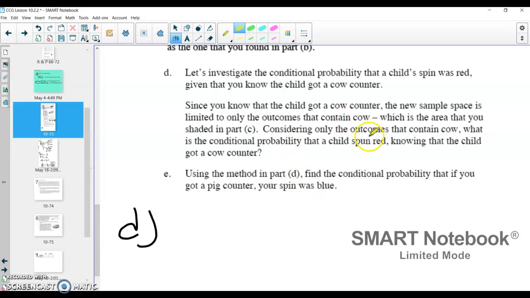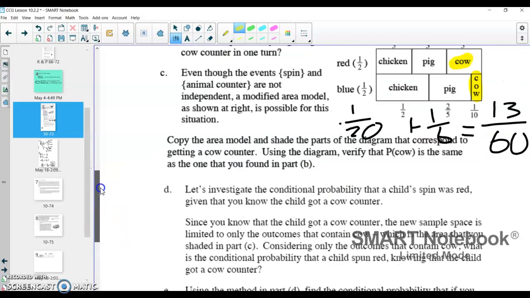So now consider the outcomes that contain cow. What is the conditional probability that a child spun red, knowing that the child got a cow counter? So we have to first talk about what our new sample space is. And our new sample space is everything that contains cow, or this 13/60ths.